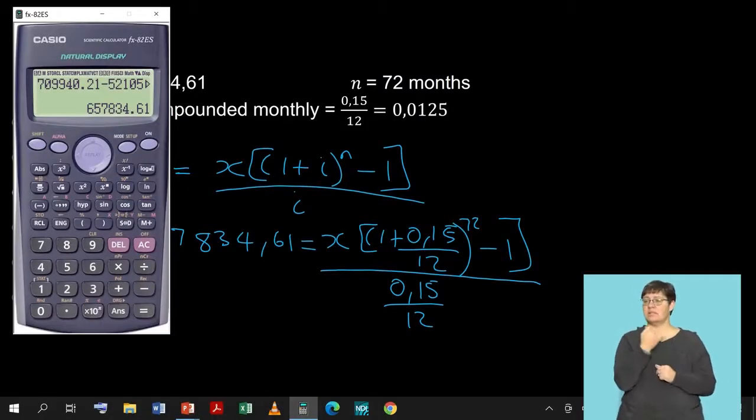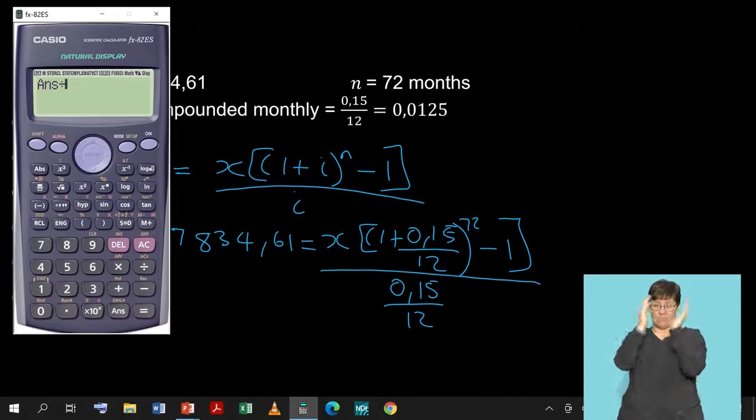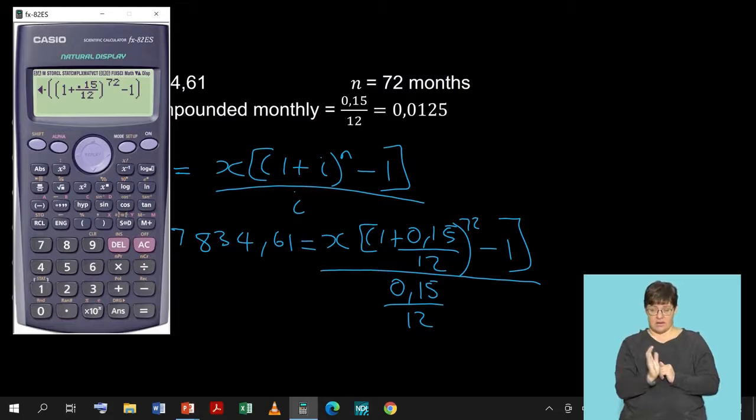My amount is still there because that's the last thing we calculated. I'm going to multiply this by 0.15 over 12, divided by 12, and this will give me that answer. Then I must divide this whole thing by whatever is inside the bigger bracket, right? So this will be 1 plus 0.15 over 12 to the exponent of 72, minus 1, and then voila.